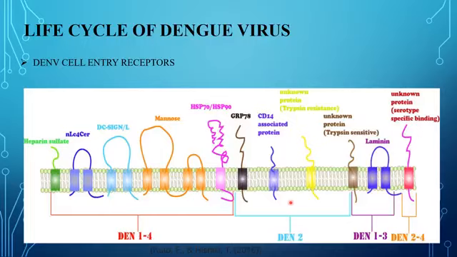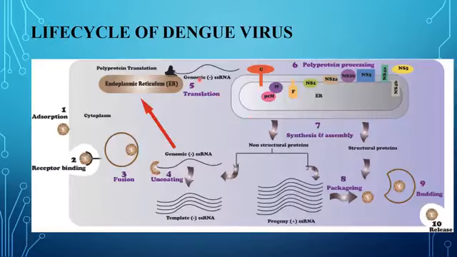These are the proteins to which only DENV2 can bind, while there are certain proteins to which DENV 1, 2, and 3 can bind, which are an unknown protein, a trypsin sensitive protein, and laminin proteins. There are also some receptors to which 2, 3, and 4 can bind, known as unknown proteins or serotype specific binding. So, firstly, a mosquito comes and bites a human.